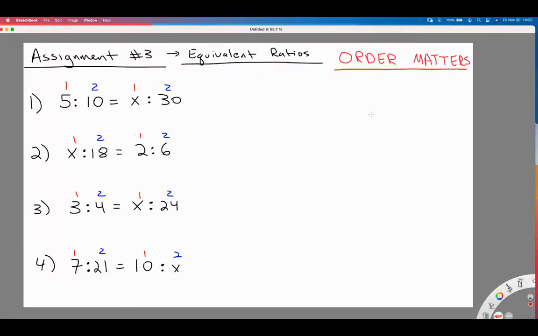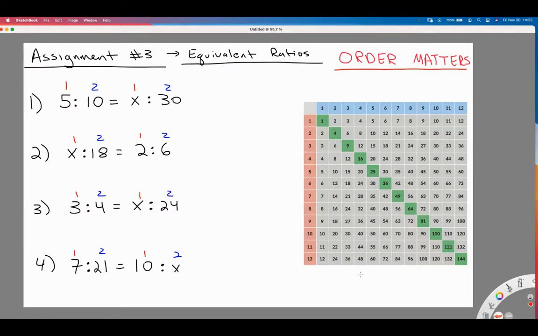But what also will help us out is if we have access to a multiplication chart. I'm just going to refer to this on the screen as we do some of these problems together. Sometimes we don't need it, because we have our good mental math facts. But other times it will give us some assistance in finding out what the relationship between the numbers is going to be.